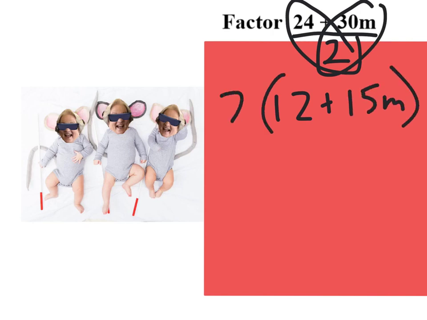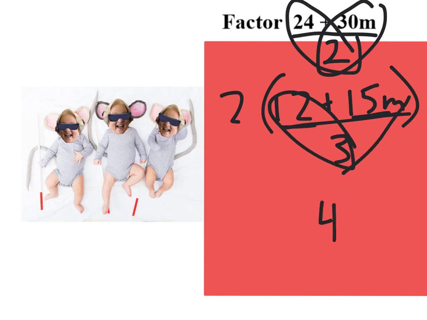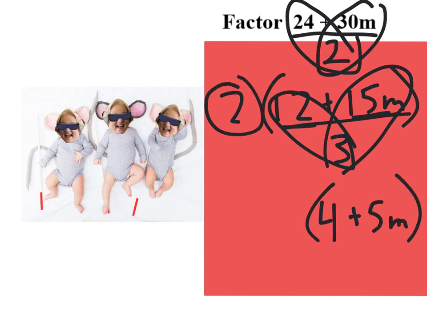Now, I noticed then that these still have another common factor, so I need to take something else out. I see they have another common factor of 3. So let me divide that again by 3. 12 divided by 3 is 4. 15m divided by 3 is 5m. And then I need to remember that I took out not just a 3, but a 2 and a 3, and I will need to multiply those.